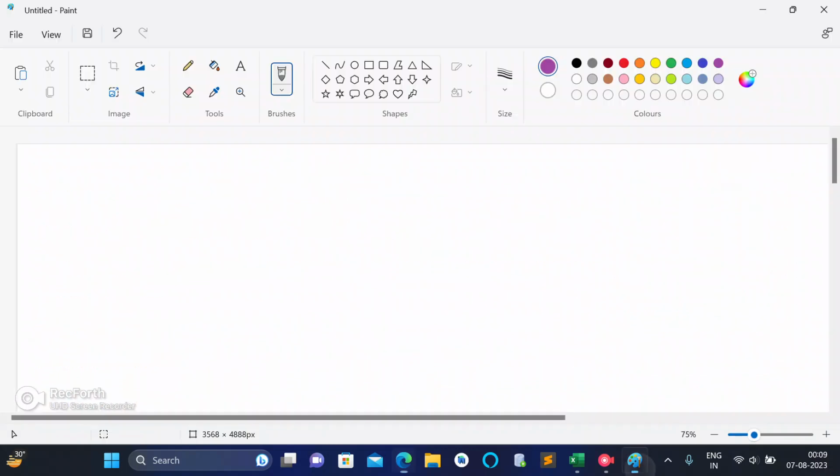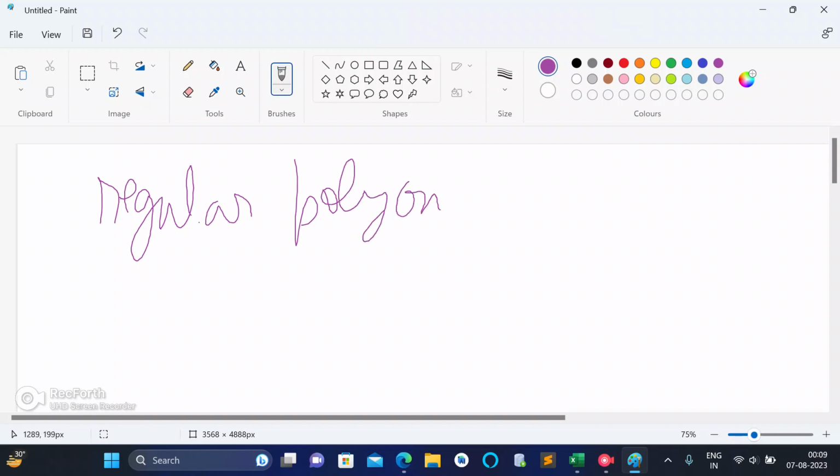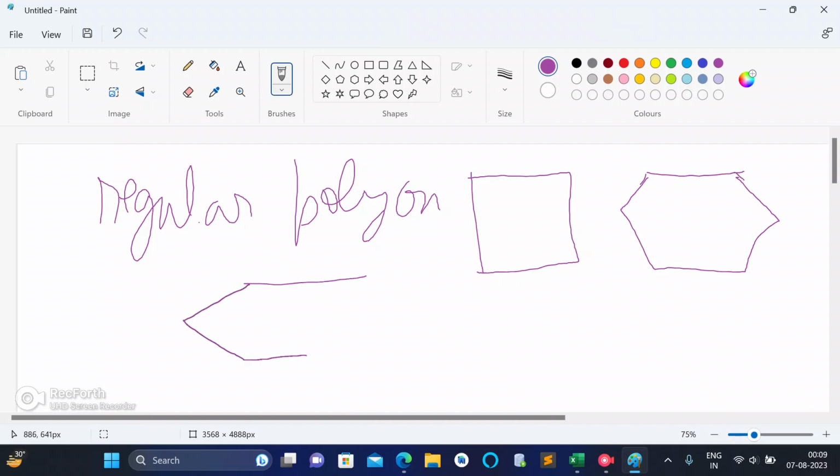So let's discuss the question with the help of an example. Let's first understand what a regular polygon is. A regular polygon is a polygon which has many sides. For example, a square is a regular polygon, and this is also a regular polygon. This is actually a hexagon. This having 6 sides is also a hexagon, but this is not a regular polygon.